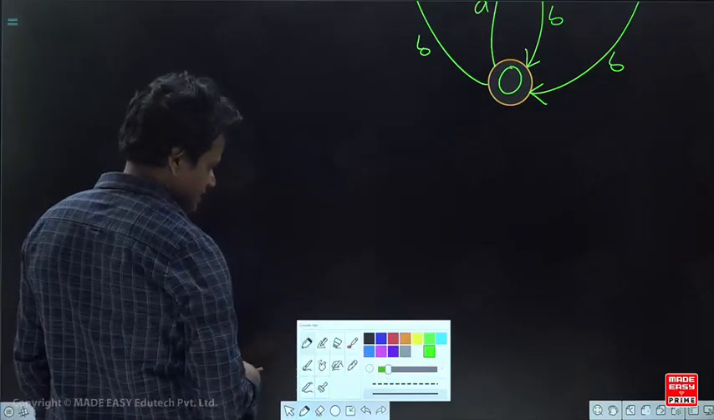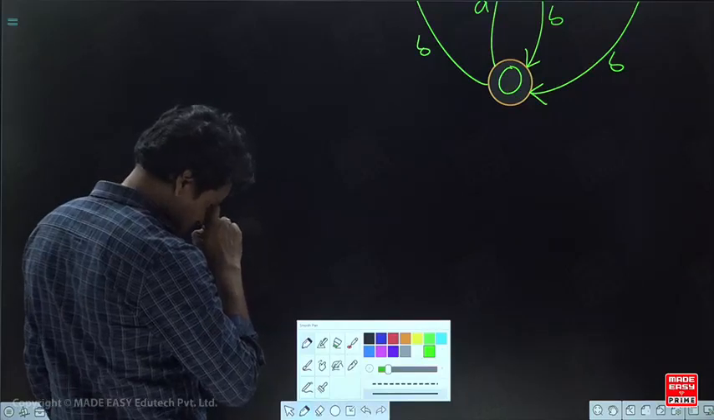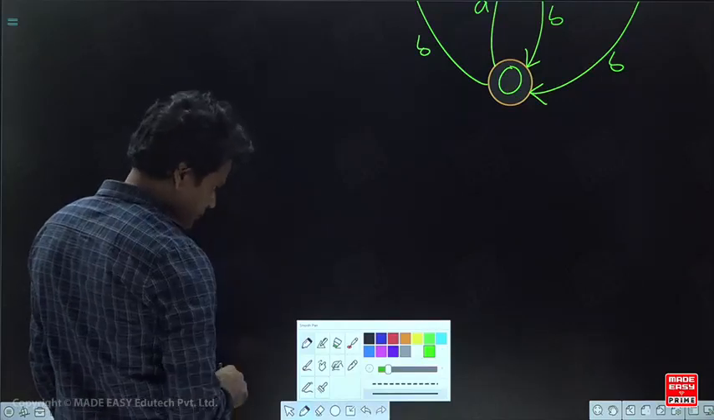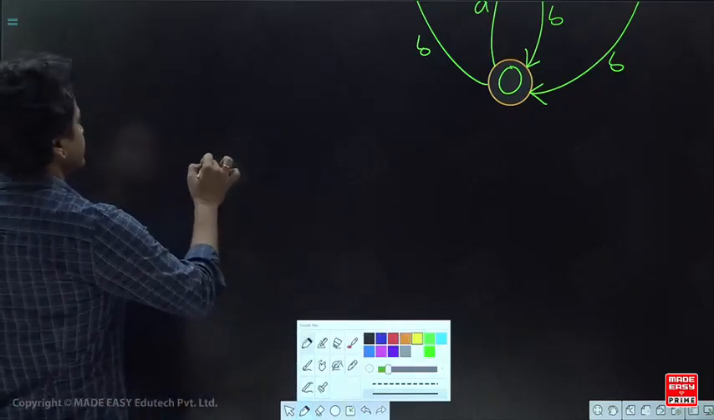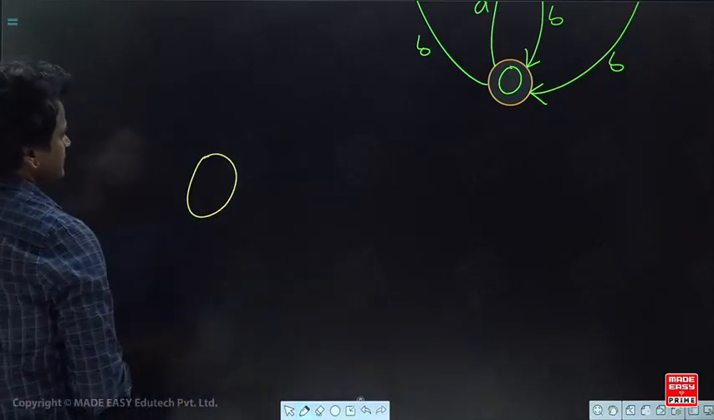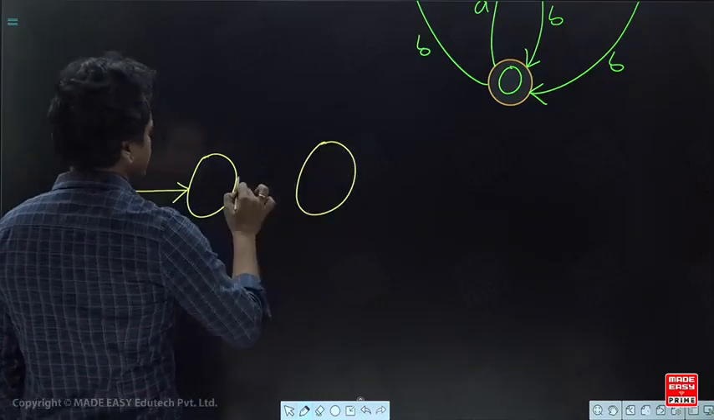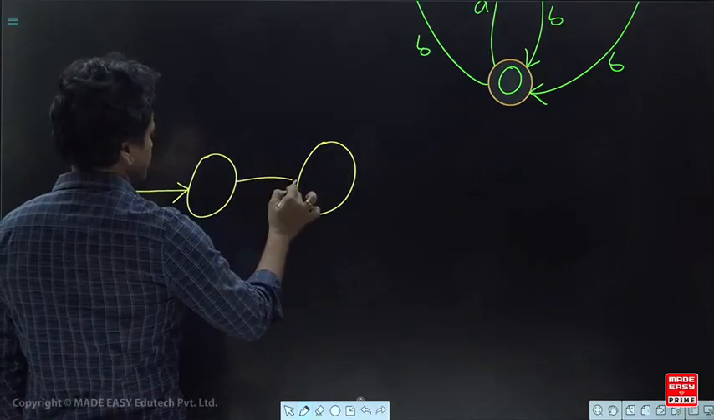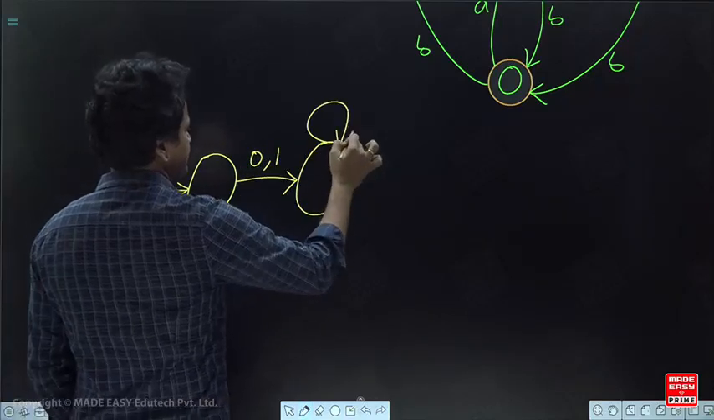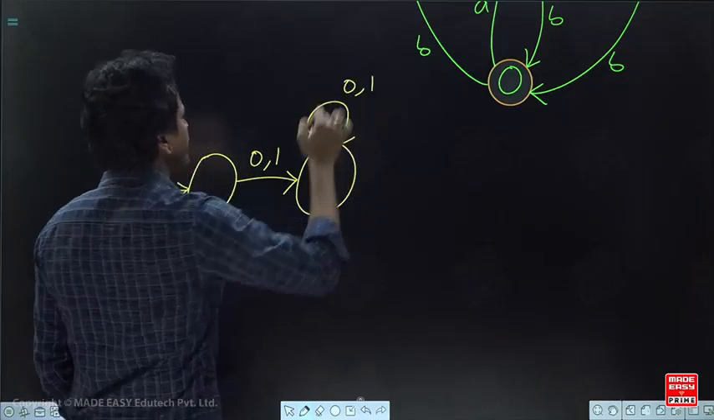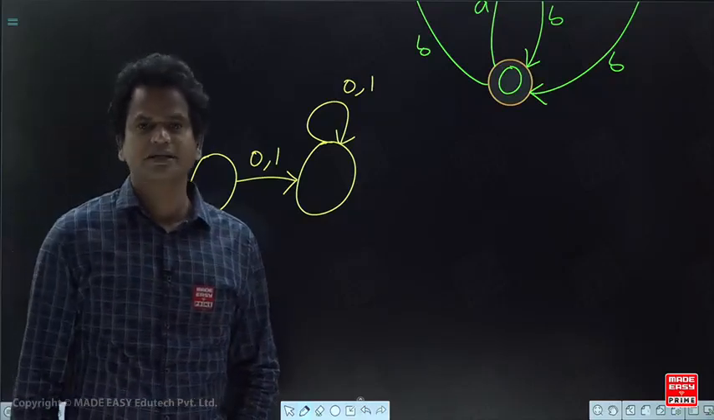So meanwhile, I'll give you this. Now tell me, is this DFA or not? Just tell me, is this DFA or not?